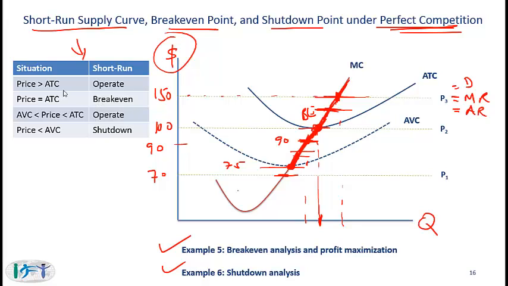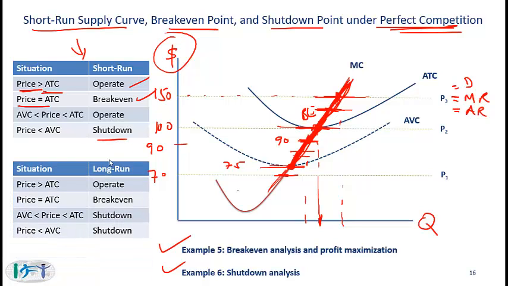In the short run, if the price is greater than average total cost, so that means that we are in this region, the obvious decision is to operate. We've talked about the fact if price is equal to average total cost, so that's this point, then that's the break-even point. If average variable cost is less than price, is less than average total cost, that is this region over here, then at least in the short run, the firm will operate. And if the price is less than average variable cost, then the short run decision will be to shut down.